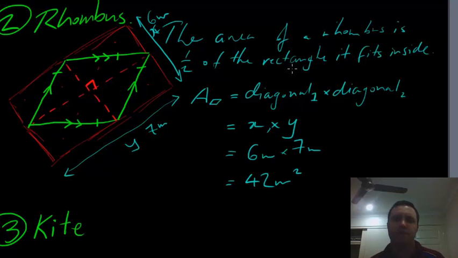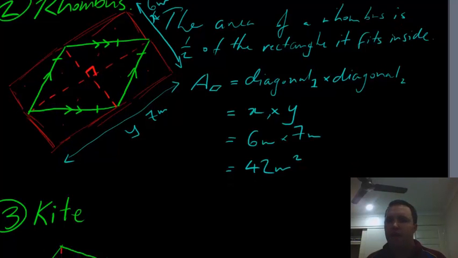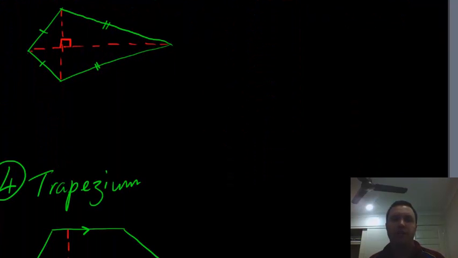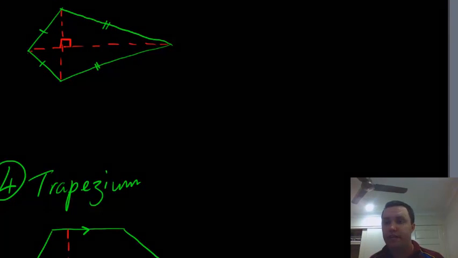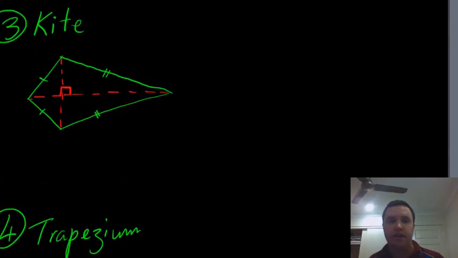Okay, so nothing too exciting about the rhombus, just remember that it's half of the rectangle that it fits inside. So you just multiply these diagonals here. All right. Okay, moving on to the kite. Not a very interesting name. Obviously, it just comes from the fact that it kind of looks like a kite, and that's sort of it.